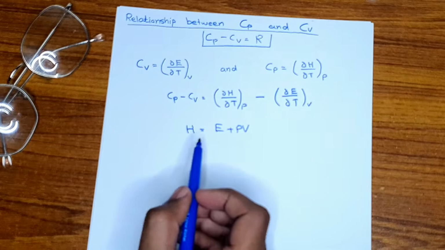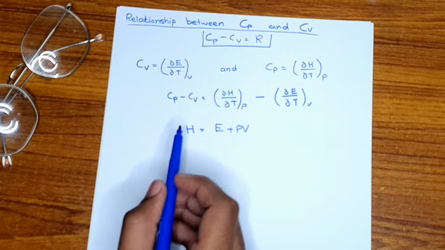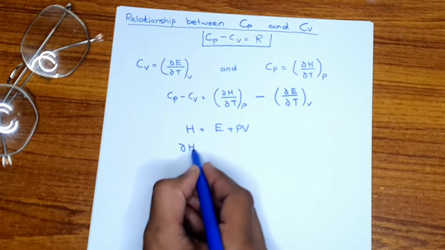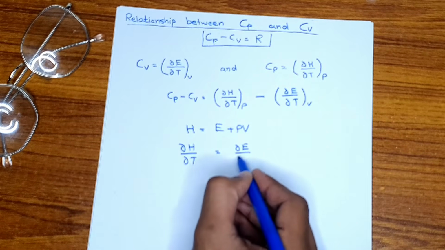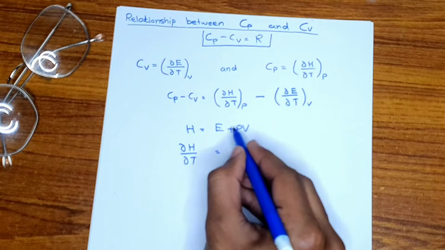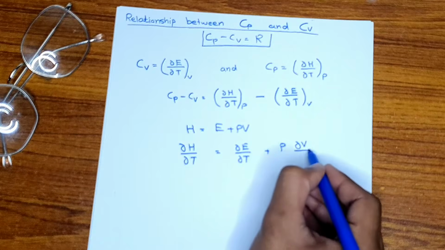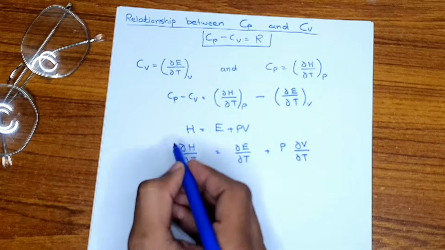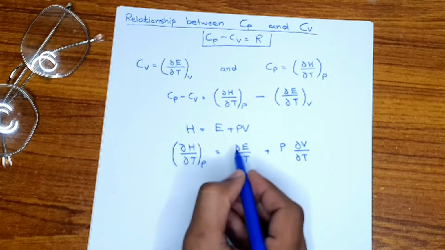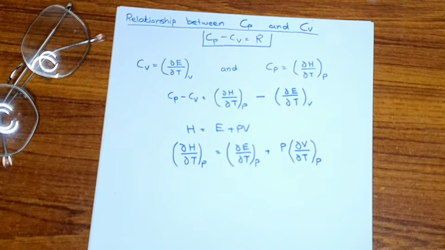And now, differentiating this equation with respect to temperature at constant pressure, we can obtain: change in enthalpy divided by change in temperature equals change in energy divided by change in temperature, plus, since we are taking P to be constant, P will go out, and again we will have change in volume divided by change in temperature. And as you know that we are doing all this at constant pressure, I'm going to put a bracket and P here, again a bracket and P, bracket and P.